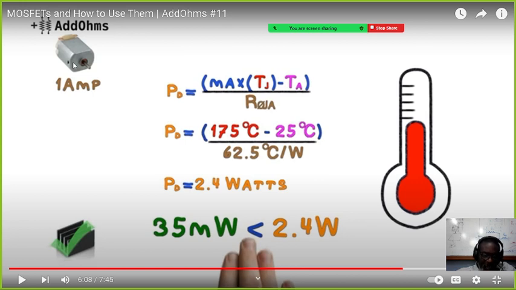35 watts. So what would that tell you? When you do that and take the information from the data sheet and come up with 2.4 watts, what would that tell you that you have to do? You have to use a heat sink.